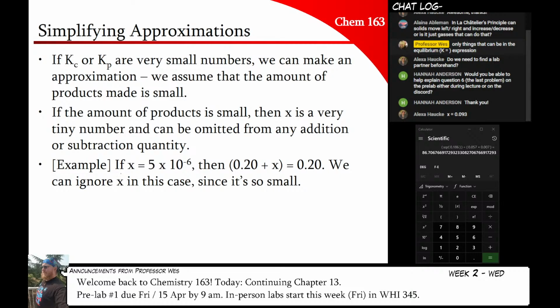So here's an example where X is small. If X is 5 times 10 to the minus 6, 0.2 plus that number is 0.2, because it falls beyond the reach of our sig figs. We can't do that calculation meaningfully. So we can just ignore it.